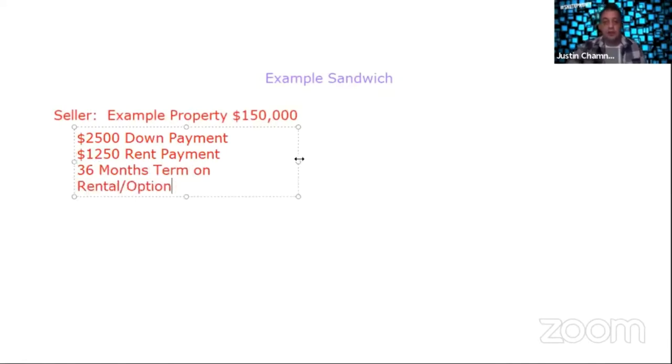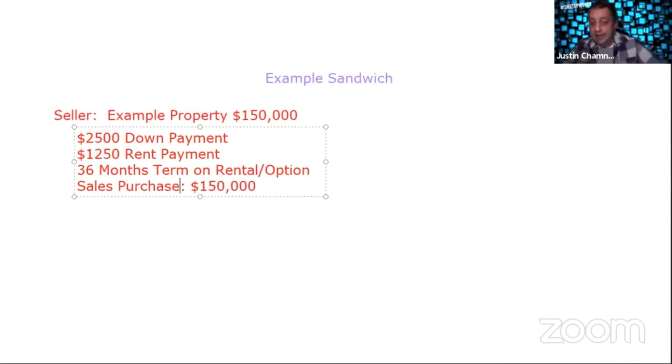Okay, so these are the parameters of our example deal here. The sales price of the house, we can go as high as and slightly beyond if necessary, but I try not to go beyond fair market value. So we can actually pick up this property from this guy using a lease option, either an assignment or a sandwich here, and these are the parameters of the example deal.